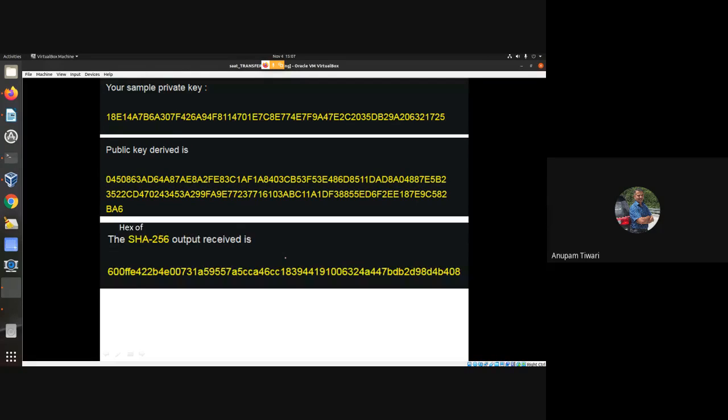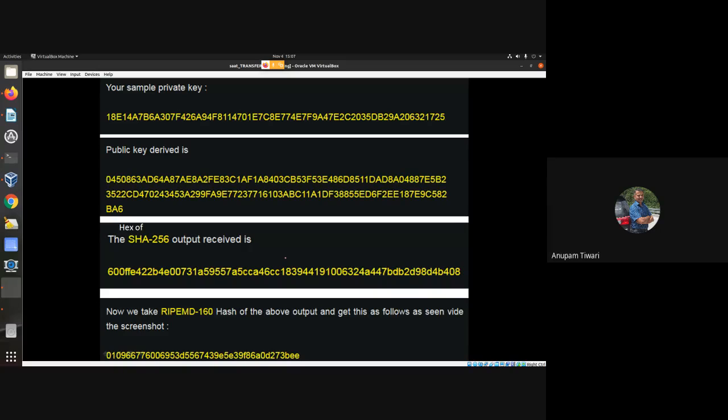From this public key, I will take a hex of SHA-256 and I will get some output string, as visible on the screen. Now, after I take this hex of SHA-256 of this string, I will take a RIPEMD160 hash of the above output.